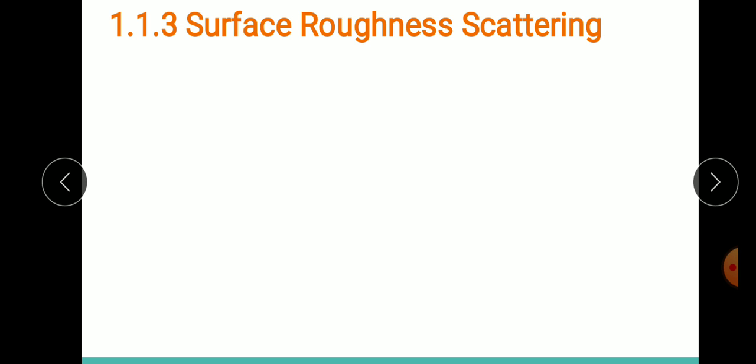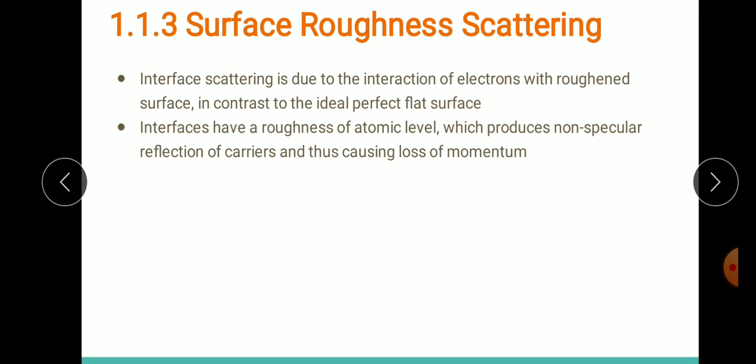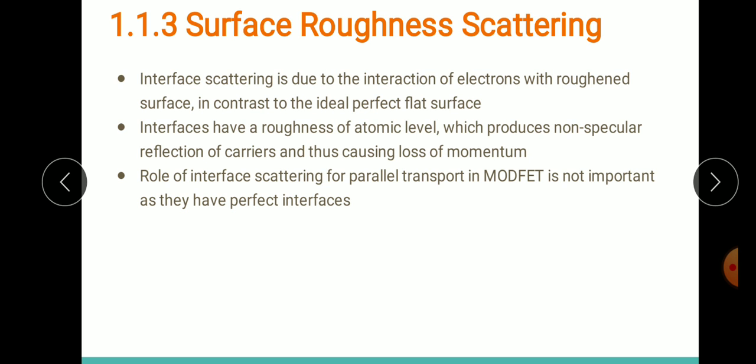This kind of scattering is basically due to the interaction of electrons with rough surfaces. We may not always obtain ideal flat surfaces. Surfaces, when I say, are like interfaces, right? So the interface may have some kind of roughness. Now, let's consider the MOS as well as the MOSFET. In the case of MOSFET, this kind of scattering is not very prominent. Why? Because MOSFETs basically have perfect interfaces.